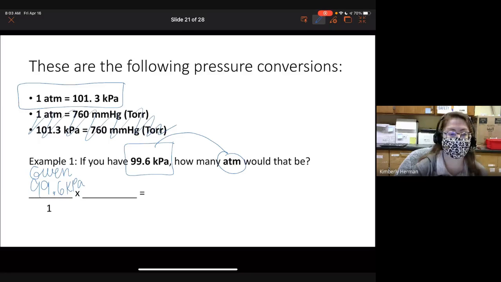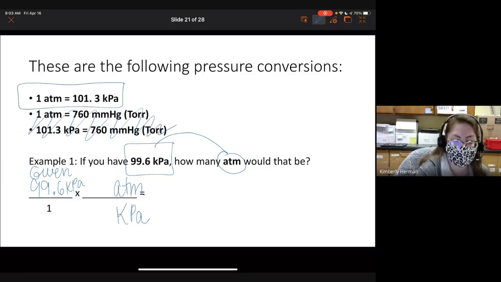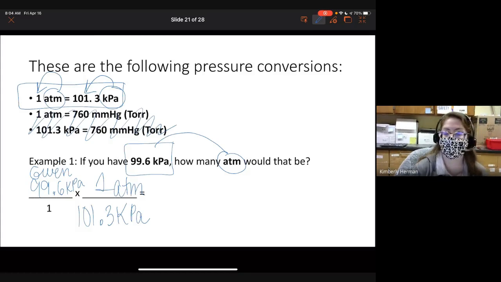I don't need them. So if I have kPa as my given here, I need kPa on the bottom, and my unknown is atm. So if I find kPa in my conversion, I look before it, I see it has the number of 101.3. If I find atm and I look before it, I see that it has 1 atm.